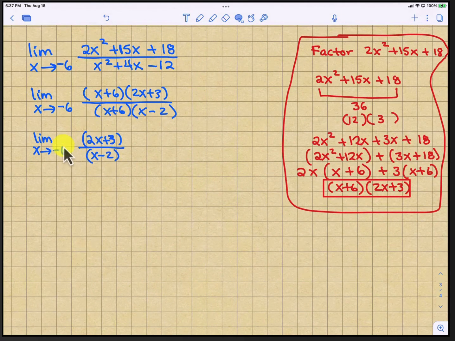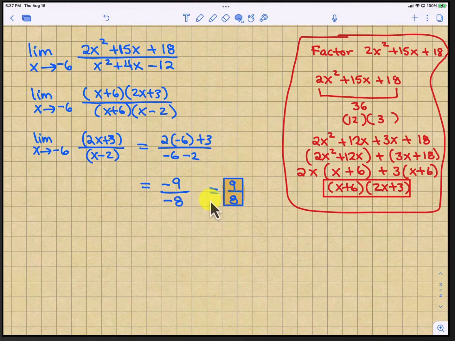And now we can do direct substitution, plugging negative 6 in for the x values. We end up with negative 9 on the top and negative 8 on the bottom, leaving us with a final answer of 9/8.